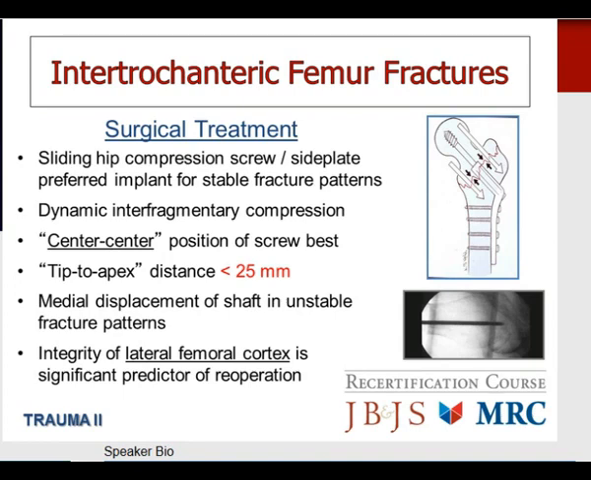The tip to apex distance is defined as the distance between the tip of the screw and the center of the femoral head on both the AP and lateral images. If that tip to apex distance is less than 25 millimeters, then the risk of screw cutout is essentially zero. The problem with the sliding hip compression screw and side plate construct is that with unstable fracture patterns, it can lead to significant medial displacement of the femoral shaft. And you should also be aware that the integrity of the lateral femoral cortex in intertrochanteric fractures is a significant predictor of reoperation.